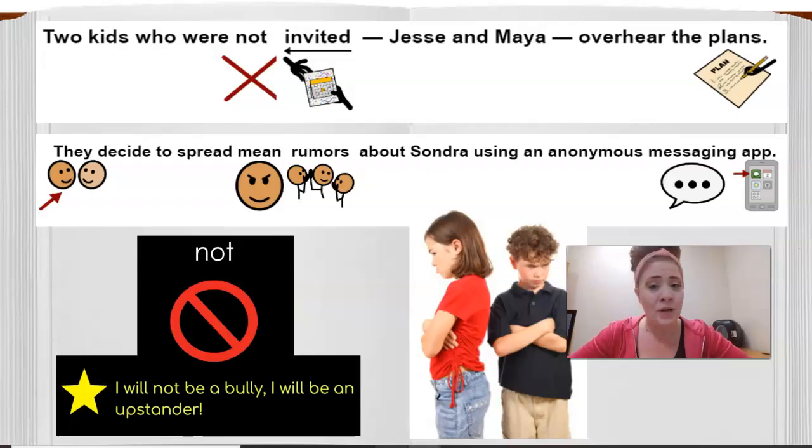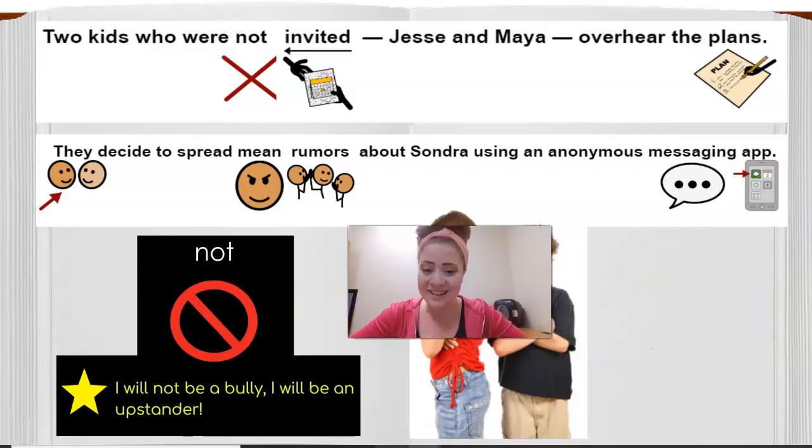Two kids who were not invited, Jesse and Maya, overheard the plans. They decided to spread mean rumors about Sandra using an anonymous messaging app. Do you see the yellow star? What's our repeated storyline? I will not be a bully. I will be an upstander.